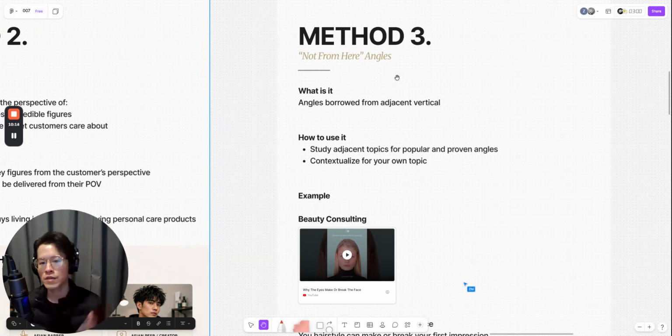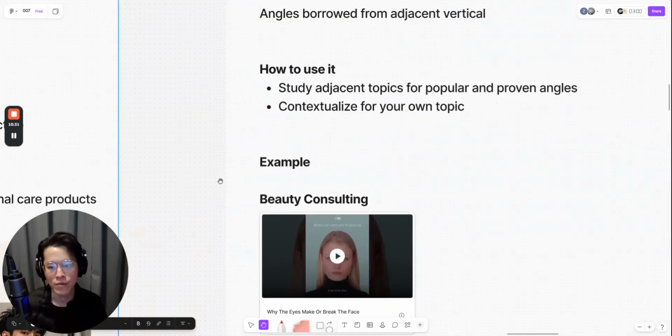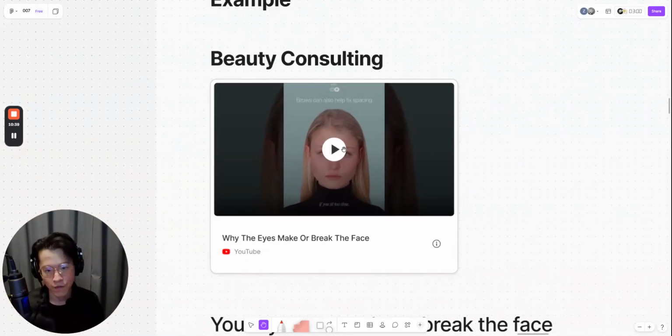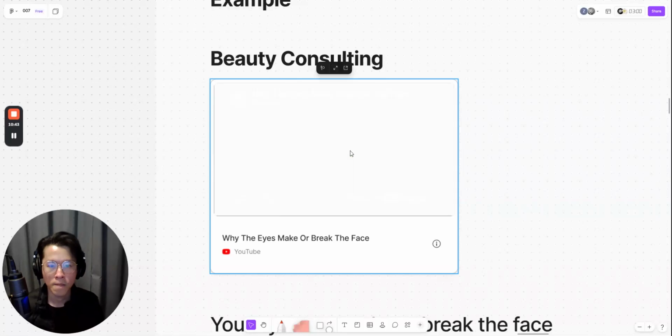And what you want to do is study the adjacent topics to find out these proven styles and or angles of content or advertising. And then once you've identified these angles or styles, then you can contextualize for your own topic. So for our category, right, we are in the hair product cosmetics category. So the adjacent topic is beauty and consulting. So this is a piece of organic content from Coase. So let me play this.